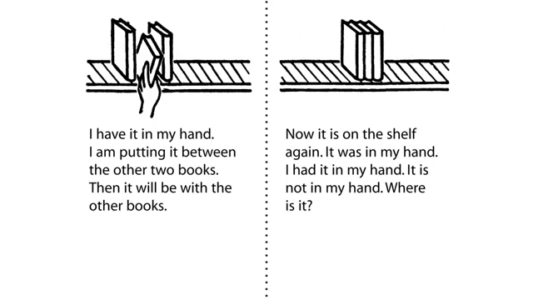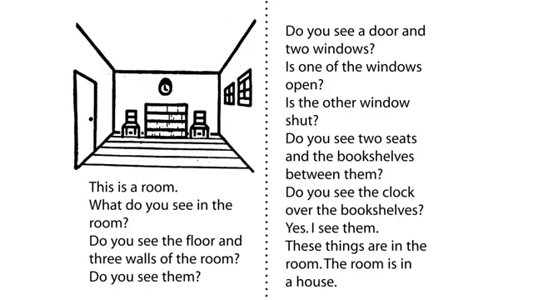Where is it? This is a room. What do you see in the room? Do you see the floor and 3 walls of the room? Do you see them? Do you see a door and 2 windows? Is one of the windows open? Is the other window shut? Do you see 2 seats and the bookshelves between them? Do you see the clock over the bookshelves? Yes, I see them. These things are in the room. The room is in a house.